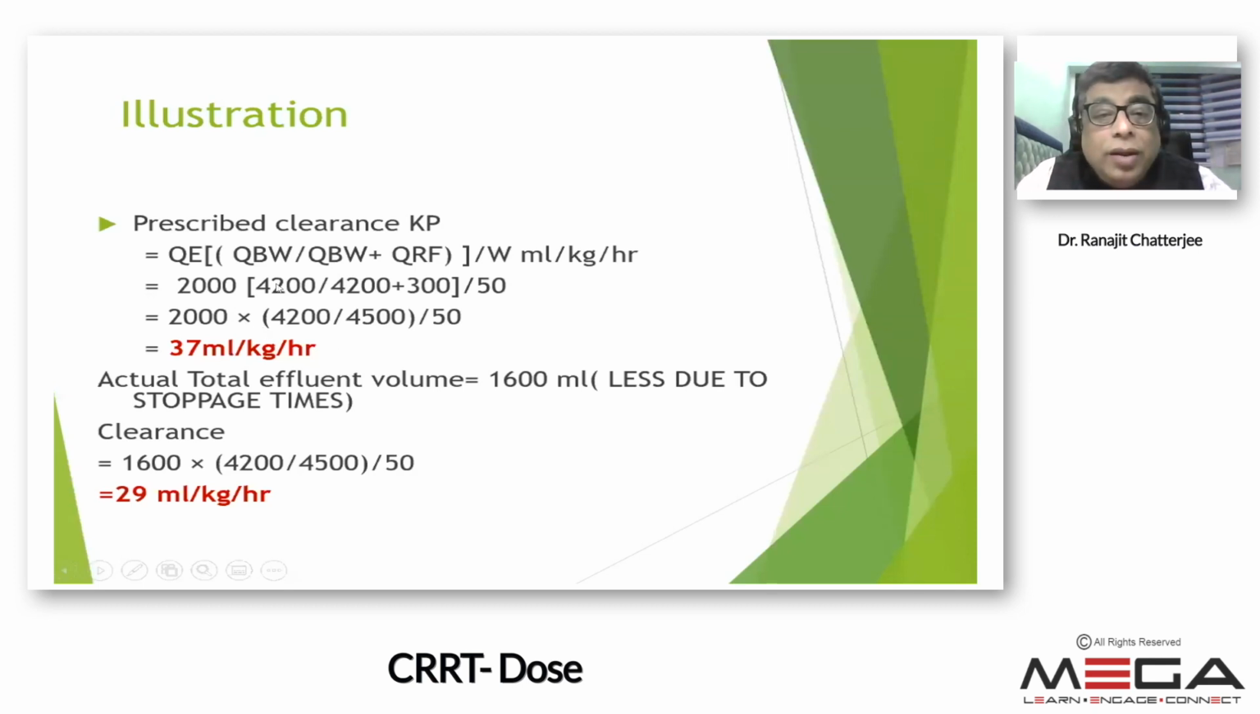And this is your prescribed effluent, 2000 ml. Many a time the machine has stopped to change the bag. There are some nursing issues, there are some complications. So ultimately you found that in 24 hours, it was not 2000 ml, it was 1600 ml. So your clearance becomes 1600 ml into 4200, divided by 4500, divided by 50, per kg per hour. So it becomes 29 ml per kg per hour.